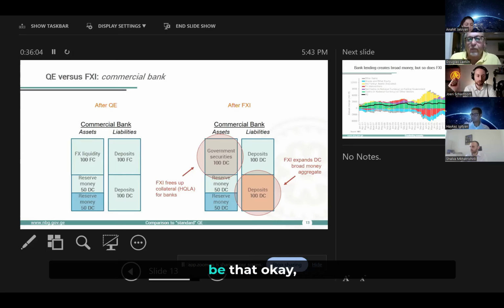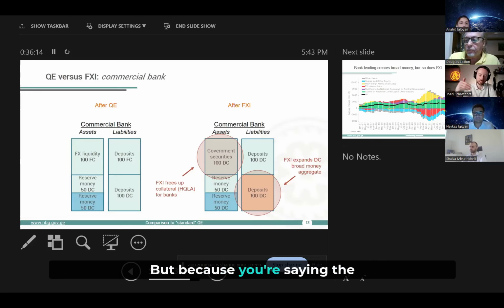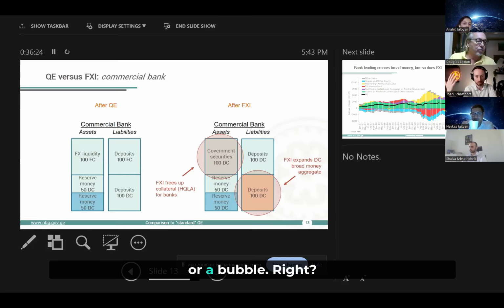Could it then also be that, because you mentioned you want to have more foreign currency reserves, this could be motivation to do these types of interventions? But because you're saying the consequence can be more bank lending in the economy, it could actually be that a side effect will be an asset boom in your economy, for example, or a bubble, right? Yes, it can be.